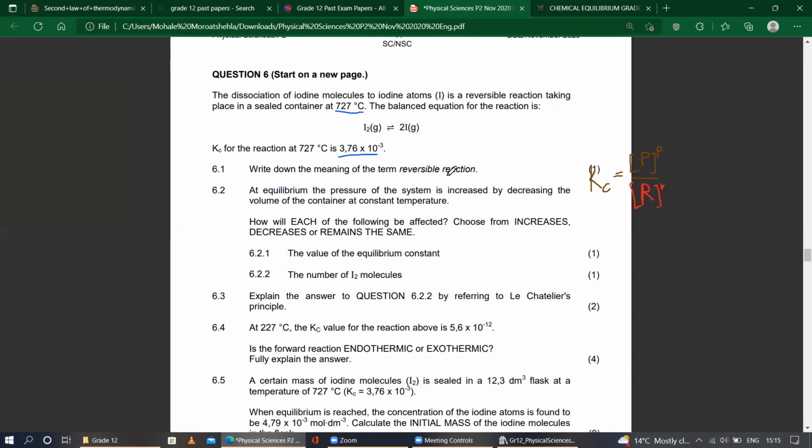Then they ask for the meaning of a reversible reaction. When they say a reaction is reversible, that just means the products can be converted back into the reactants. A reaction is reversible when the products can be converted back into the reactants. I think that's simple enough.